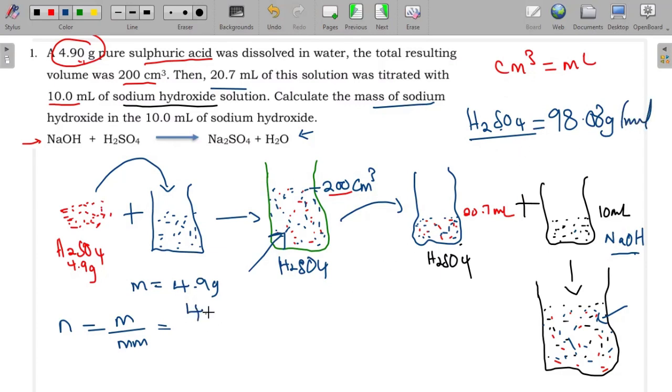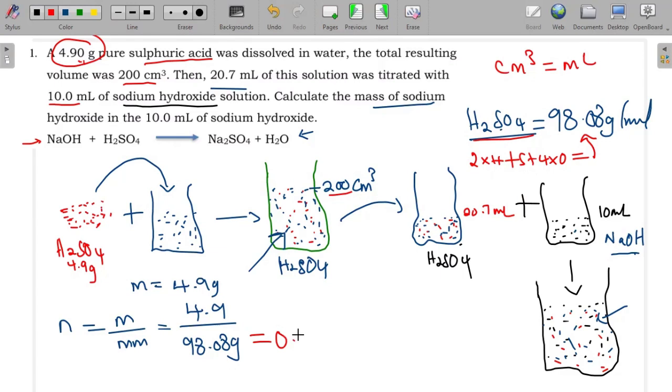So if I have the mass, 4.9, I can divide it by the molar mass, which is 98.08 grams. For those who do not know where this is coming from, just go on your periodic table and do 2 multiplied by the molar mass of hydrogen, plus the molar mass of sulfur, plus 4 multiplied by the molar mass of oxygen. You're going to get this number. Let's divide this now. So we have 4.9 divided by 98.08.